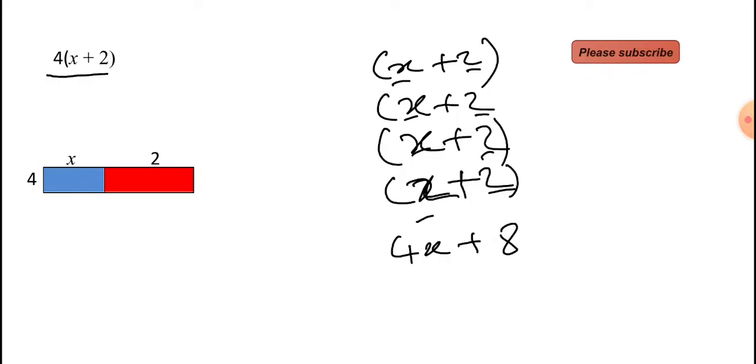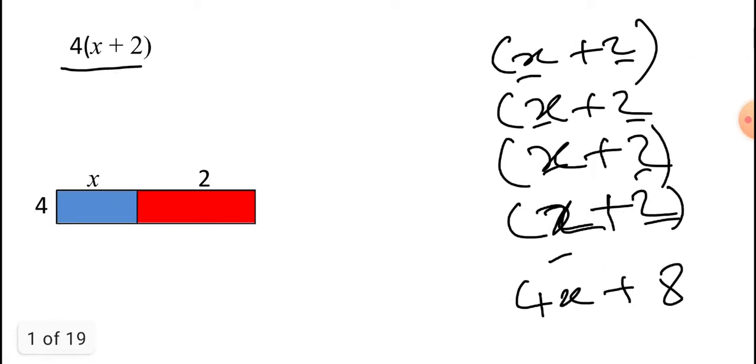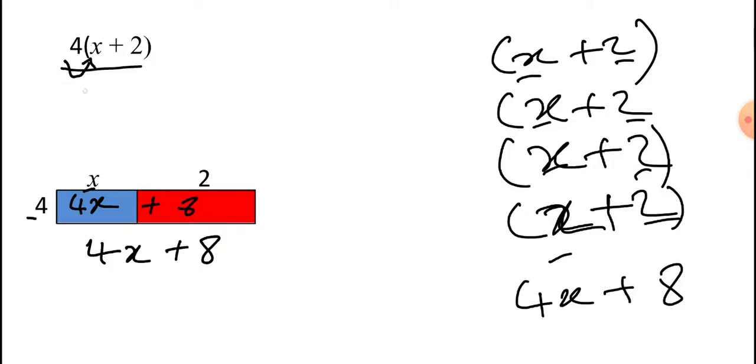We also saw how you could do that by using the grid method. 4 times x was 4x, and then 4 times 2 is 8. If it's positive, it's going to be plus. So the answer is 4x plus 8. The other way some people like to do it is say 4 times x is 4x, and then 4 times plus 2 is plus 8.